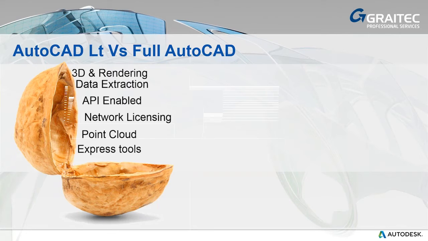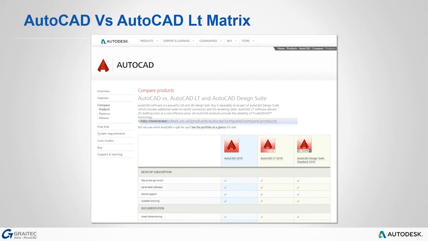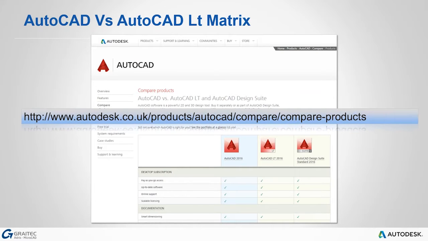There's quite a few more, but these are the main reasons a drawing office goes one way or another between Full AutoCAD and LT. Obviously, there's many more details available from the website. If you do a quick lookup for AutoCAD versus AutoCAD LT matrix, you get something that looks a bit like this. It comes in slightly different versions, but it's very useful when you want to do side-by-side comparisons.